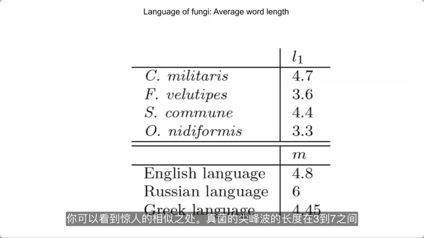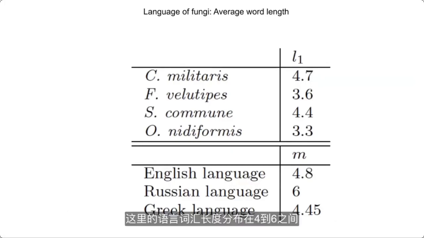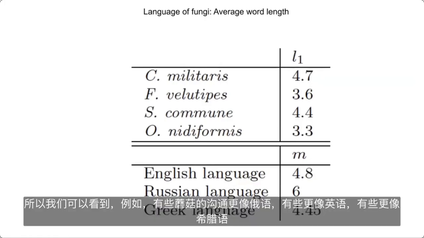Train length in fungi changes from 3.3 to 4.7, highest in the details. And in the languages analyzed here from 4.4 to 6. So we can say, for example, based on analogy, Cordyceps militaris language is more common to the Russian language. And for example, commune fungi speak more like in Greek.